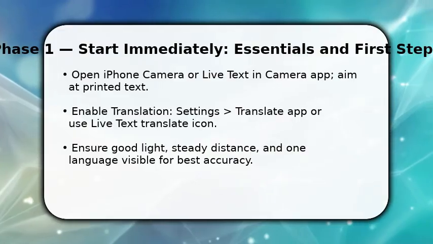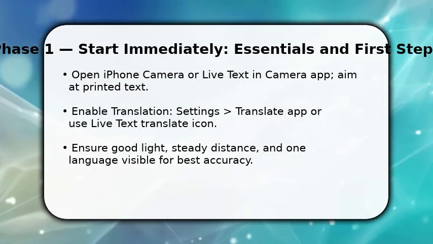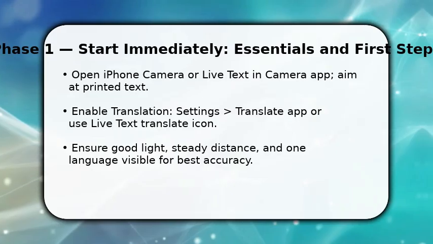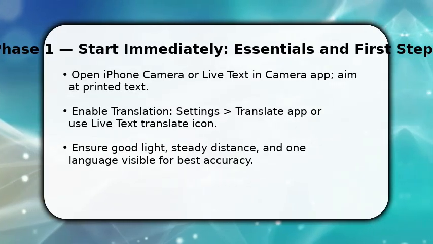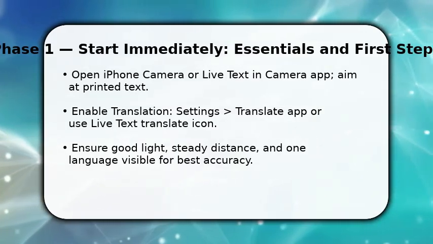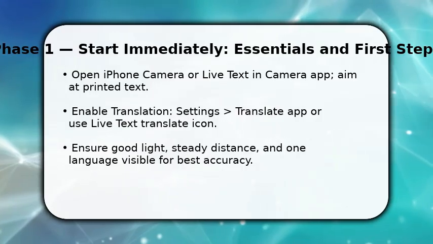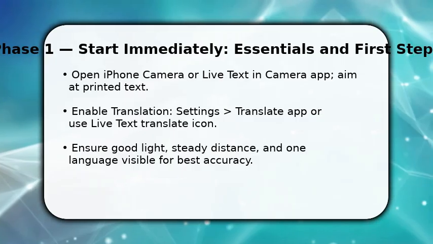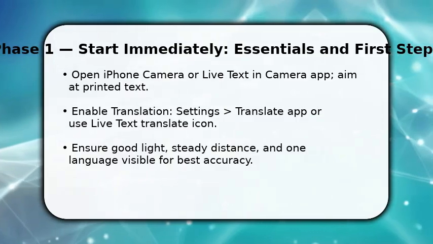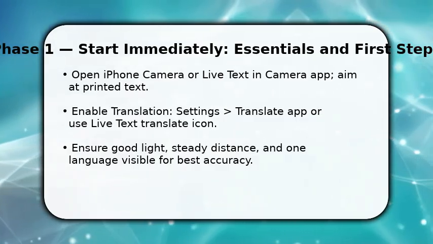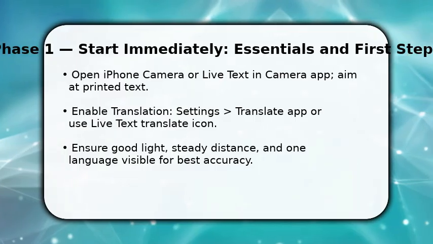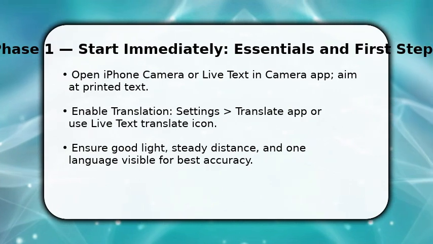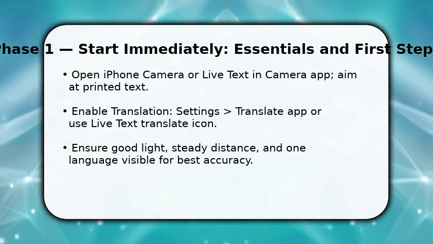You start by opening the camera or live text mode. Point at the printed text and hold steady. Make sure Translate is enabled in Settings or tap the Translate icon inside live text. This activates on-device recognition, which preserves privacy and speeds results. Once done, position the iPhone 12-15 cm away for sharp focus and reduce glare with even light. These steps let the OCR read characters accurately, so translations are cleaner and require fewer corrections later.